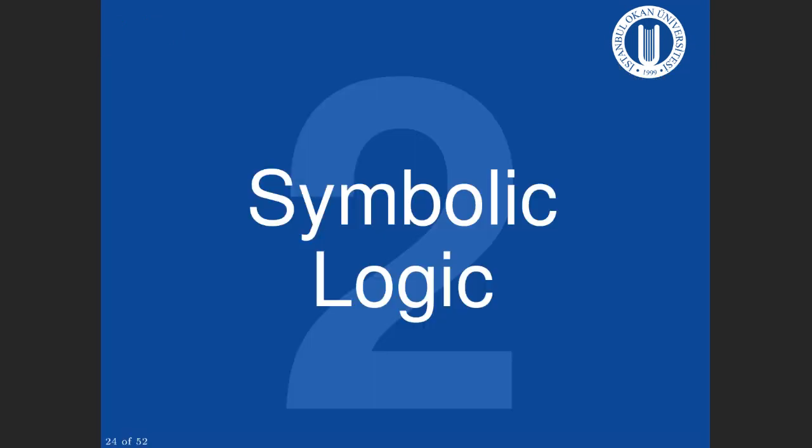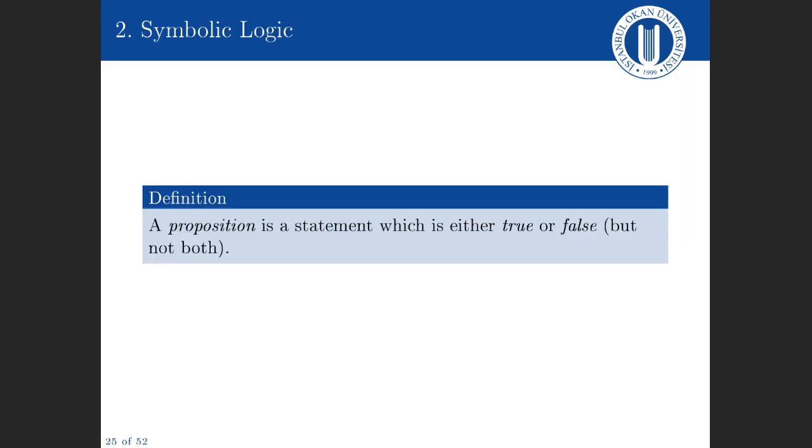That's enough about sets for now. We'll need this notation later. Let's talk about symbolic logic. A proposition is a statement which is either true or false, but not both.